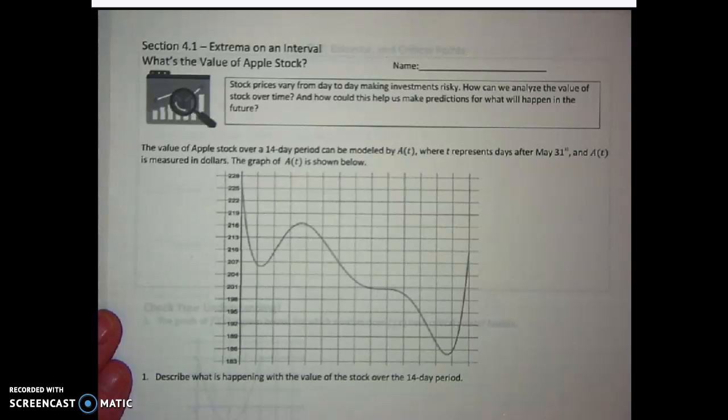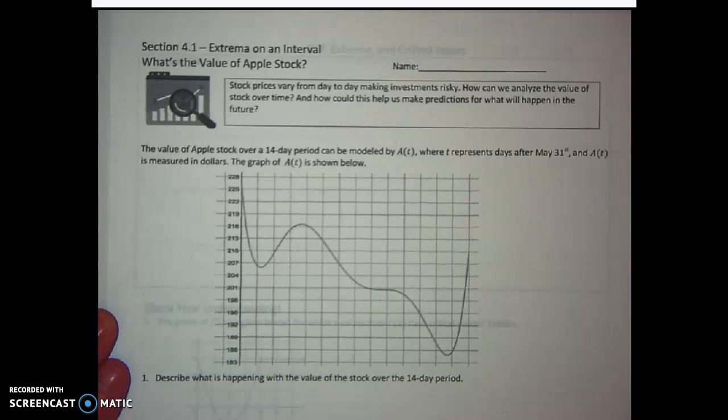Stock prices vary from day to day, making investments risky. How can we analyze the value of stock over time? And how could this help us make predictions for what will happen in the future? The value of Apple stock over a 14-day period can be modeled by A of t, where t represents the days after May 31st, and A of t is measured in dollars, and the graph of A of t is shown below.